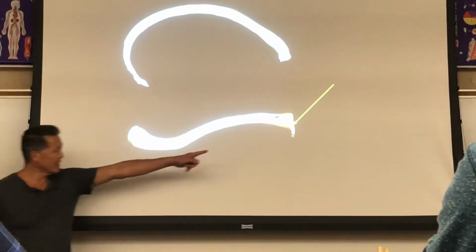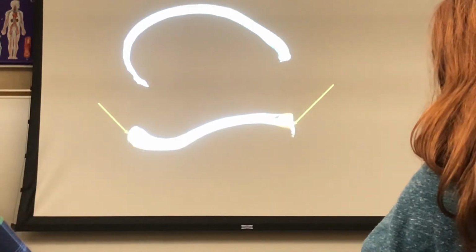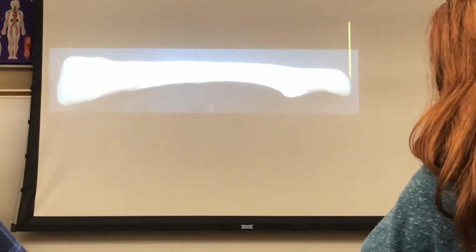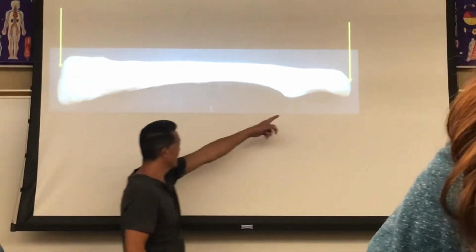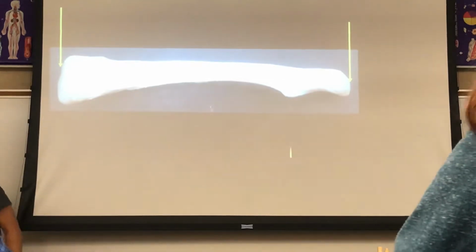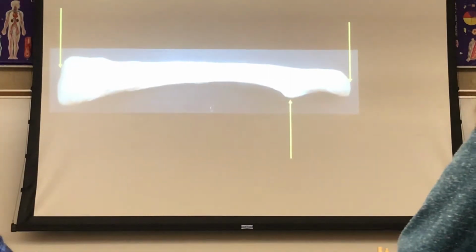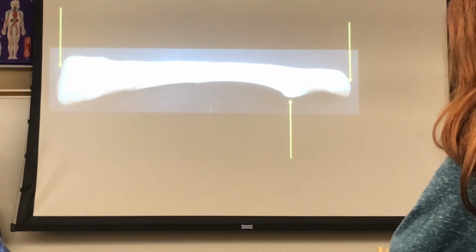Sternal end is thick, acromial end is flat. Sternal end is thick, acromial end is flat, but here's this guy, the conoid tubercle is pointing down. Any questions?